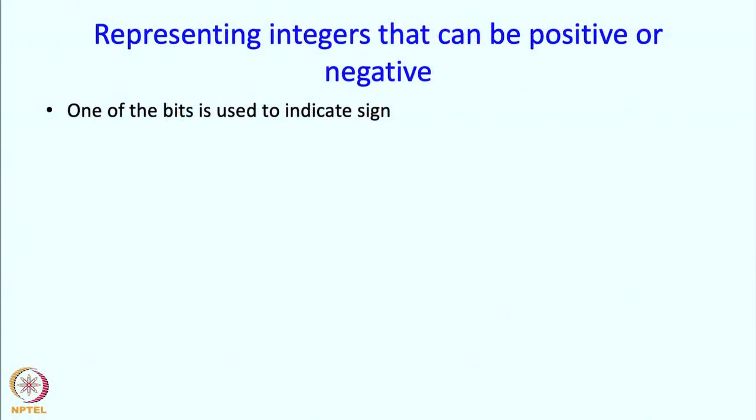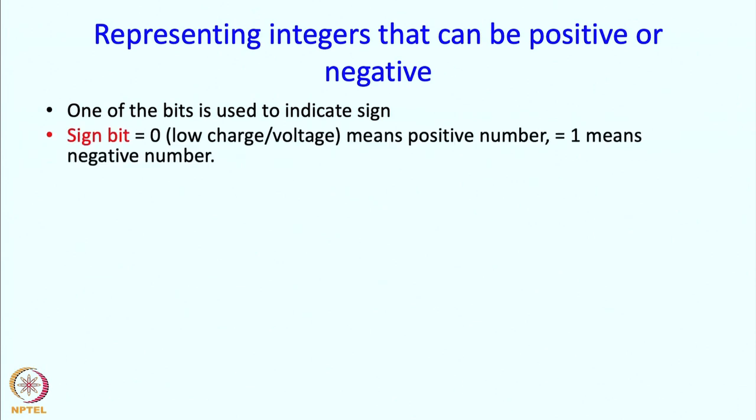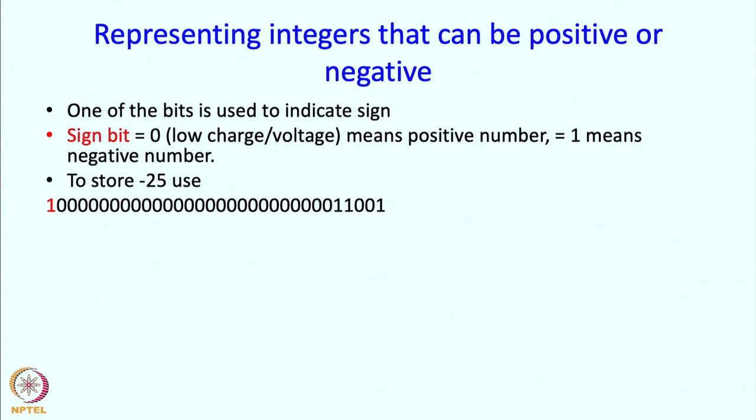Well, one idea is that one of the bits can be used to indicate a sign. So let's say the sign bit equal to 0 means a positive number, equal to 1 means a negative number. So if I want to store minus 25, I am going to do exactly what I had earlier. This is the representation of 25, but the most significant bit, the first bit in this entire number, I am going to make it a 1.